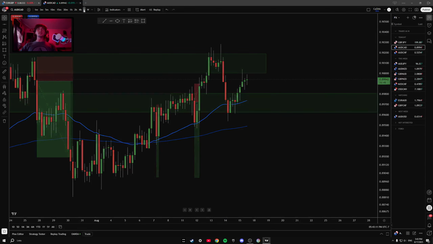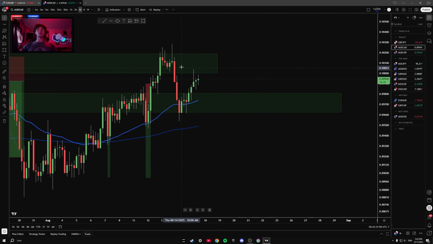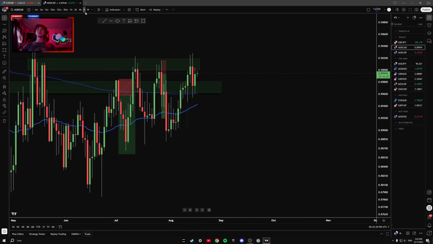AUD CAD, in a nice daily area of interest and a 4-hour double top. So if we get a perfect little retest, we could sell back to the 4-hour area of interest or this daily area of interest right here.